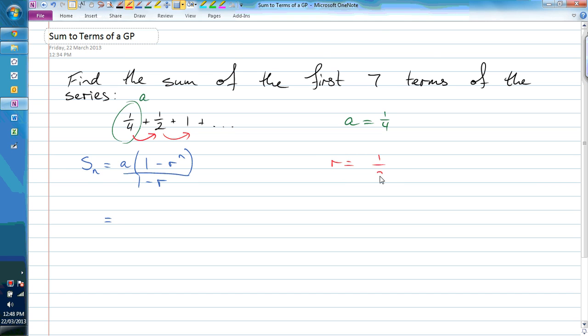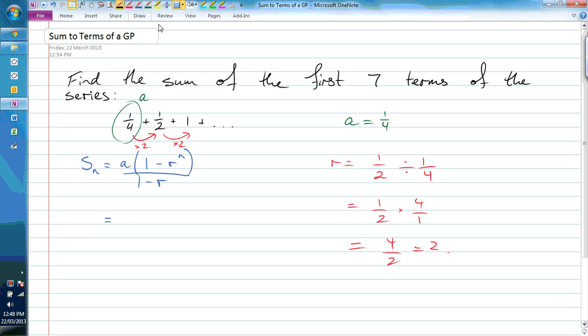So here I'd have 1/2 divided by 1/4, and when we divide fractions, we can invert and multiply the second one. That's 4 on 2, or just 2. So the common ratio here is 2. And you can probably work that out anyway. 1/4 times 2 is 1/2. 1/2 times 2 is 1.